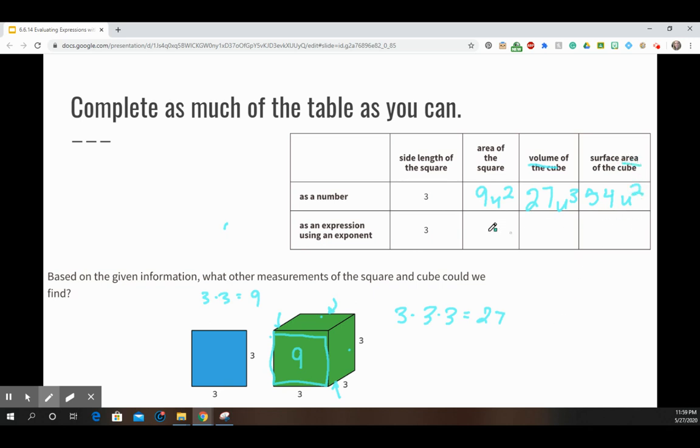All right. Now I want to use it as an expression using an exponent. I have 2 3's multiplied by each other to find the area of that square. So I could write 3 squared. That's also equal to 9. 3 squared, I still write units squared. That's how I write about area.